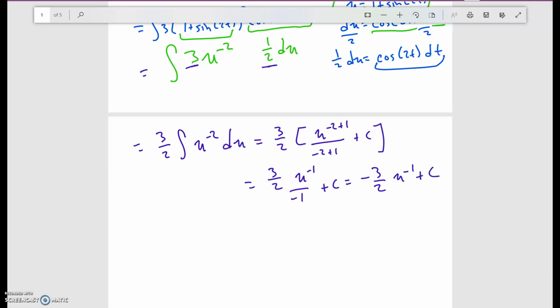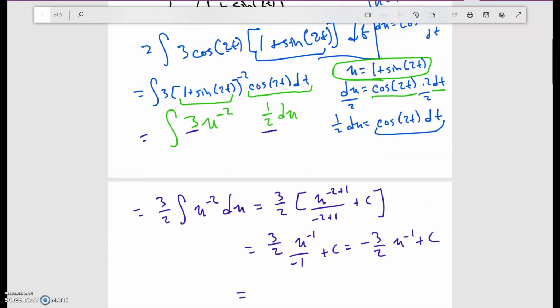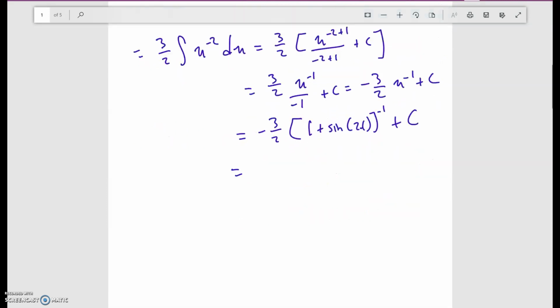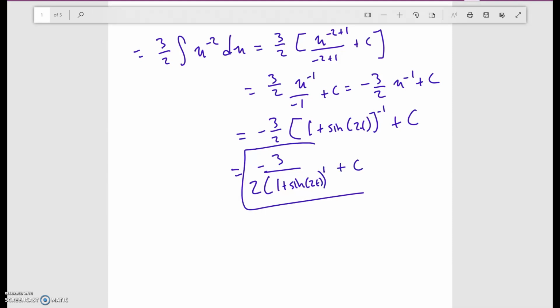Okay, and now what was u originally? u was just 1 plus sine 2t. So I have negative 3 over 2 times 1 plus sine 2t to the power of negative 1 plus c. And then to finish it off, negative 3 over 2, 1 plus sine 2t, and then that's just to the power of 1, plus c. So just getting rid of the negative power.